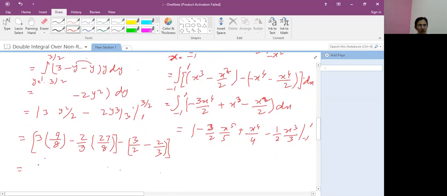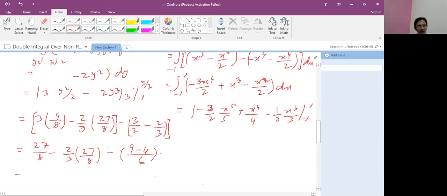So if you solve it, student, 27 over 8 minus 2 over 3, 27 over 8 minus, if we take LCM, 3 to the 6, 3 3s are 9, 3 to the 6, 2 to the 4. And if we take 27 over 8 common in both, 27 over 8 times (1 minus 2 by 3), minus 5 over 6.